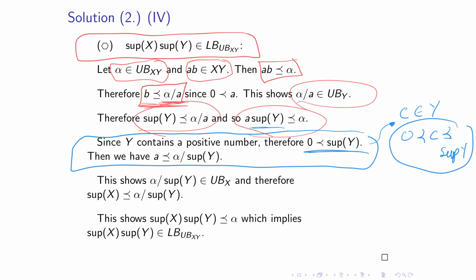So anyway, now that we know that it's positive, we can divide by it, and when we do, it does not change the direction of the inequality. Then we get this inequality that now tells us that alpha over sup y is an upper bound on the set x. Therefore, it must be greater than or equal to sup x. Multiply the sup y back to the other side, and this shows the lower bound property that we were trying to demonstrate this whole time, and the proof is now complete.